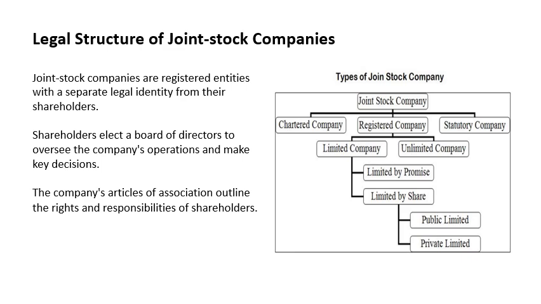Let's understand some of the legal structure of joint stock companies. Joint stock companies are registered entities with a separate legal identity from their shareholders. Shareholders elect a board of directors to oversee the company's operations and make key decisions. The company's articles of association outline the rights and responsibilities of shareholders.